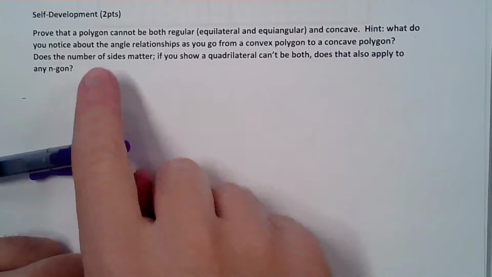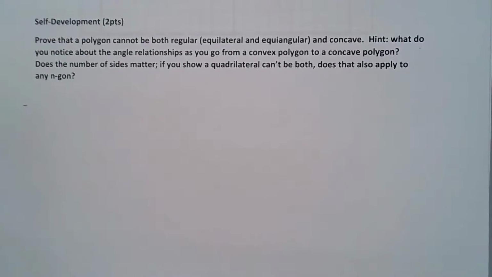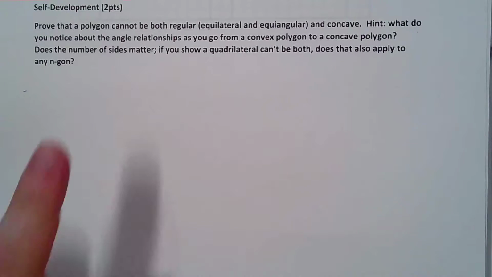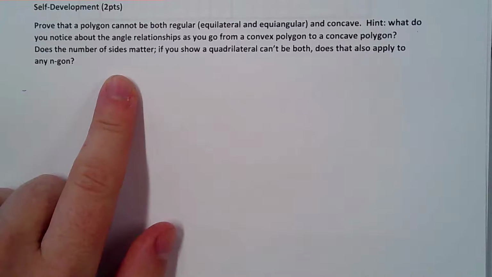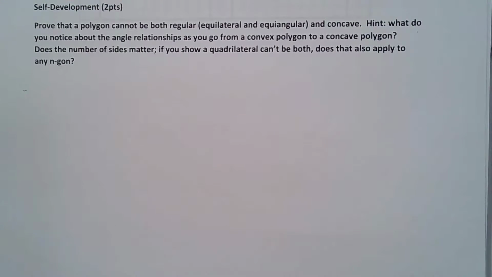Hint, what do you notice about the angle relationships as you go from convex to a concave polygon? Other hint, does the number of sides matter? It doesn't, because if it did, we'd have to prove it for every single possible polygon. And how many possible polygons are there? Infinitely many, right? We can have an 8-sided polygon, a 9-sided polygon, a 10-sided. So prove it for a quadrilateral, right? If it works for a quad, it should work for anything. Quad's the easiest one. Why can't it be both concave and equilateral and equiangular? Remember, equiangular is talking about the internal angles all matching up.